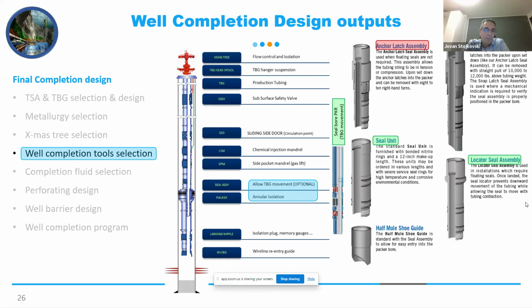I mark it here in green: seal units, locator seal assembly. All this gives us the opportunity to connect the upper completion with the packer, but in the future, whenever we want to pull our completion, we just need to pull up, and this we can easily replace, with the packer in place for a longer period of time.